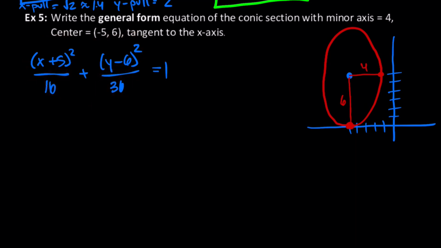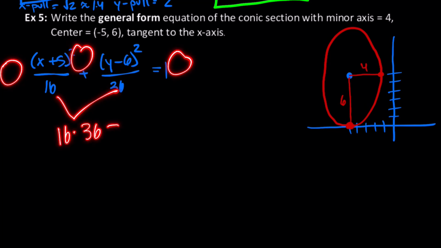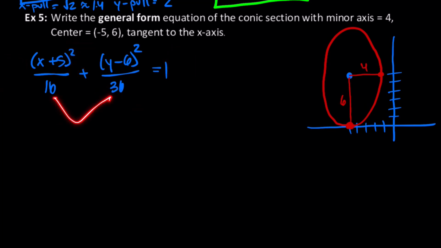So how do we do that? Well, one thing we can do is multiply every term by 16 times 36, whatever that is. I have no idea what that is. Or we could be a little bit more efficient and find the lowest common denominator. What number do both 16 and 36 go into? It's 144. So that is what I'm going to multiply every fraction by. So multiply by 144, multiply by 144, and on this side I'll multiply by 144. Okay, well, 16 goes into 144 9 times. 36 goes into 144 4 times.